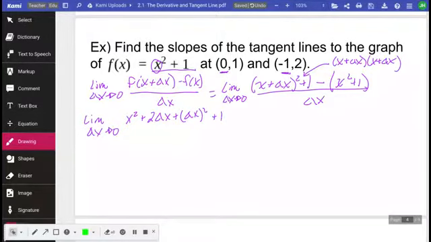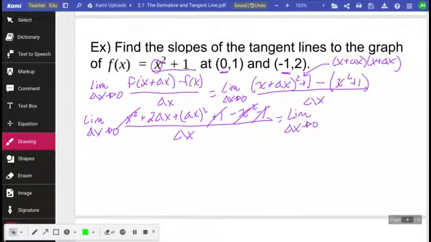Plus 1. And then minus x squared minus 1. All I did was distribute that minus all over delta x. Okay, we can simplify. I got x squared and a negative x squared, and I got a 1 and a negative 1, and I now have the limit as delta x approaches 0 of, and I'm going to factor delta x out of what's left in the top so that I just have this.